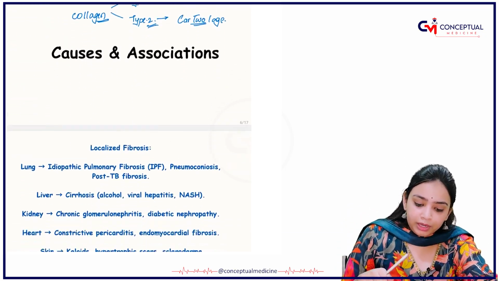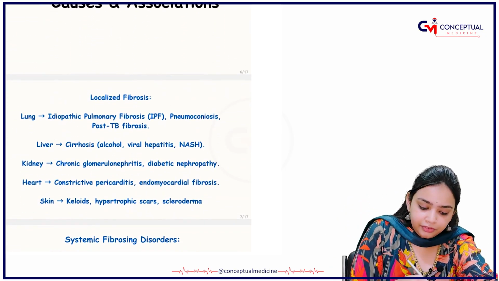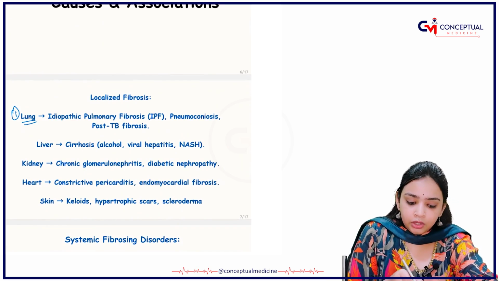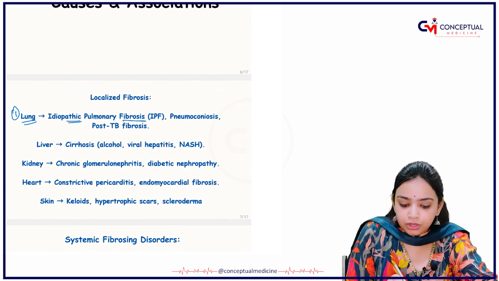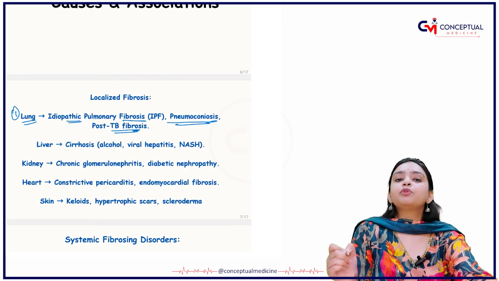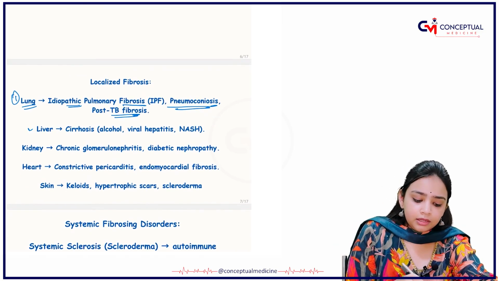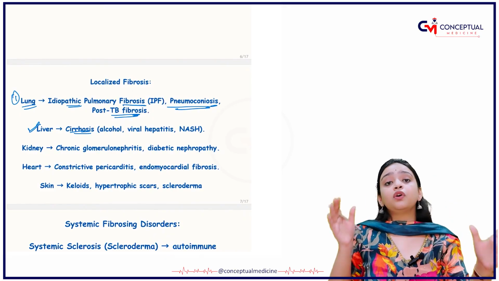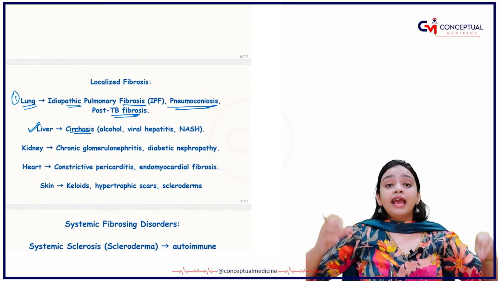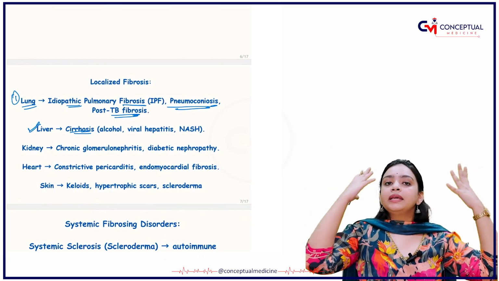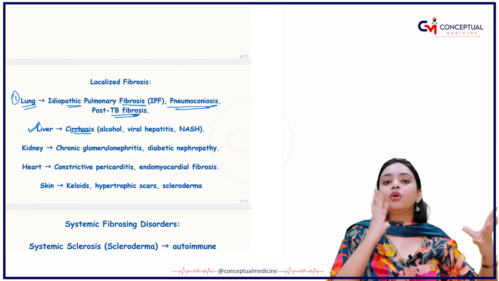Okay. So what are the causes and associations? You have firstly the lung. In the lung you have idiopathic pulmonary fibrosis, pneumoconiosis and post-TB fibrosis. We will read about this. In the liver you have cirrhosis, and cirrhosis is mainly due to the excessive intake of alcohol. Like alcohol is the leading cause of cirrhosis.